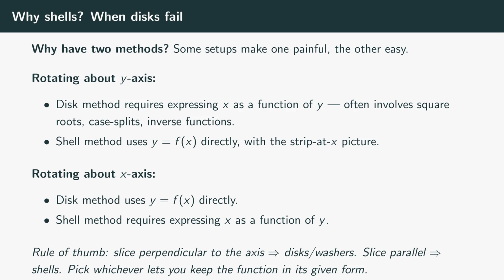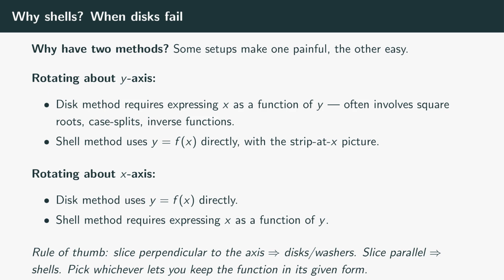The shell method dodges this. Rotating about the y-axis, shells let you keep the variable as x. Your strips are at x, of height f of x, and you integrate dx from a to b. The function f stays in its given form. Symmetrically, if you rotate about the x-axis, disks are natural, cross-sections perpendicular to the x-axis, and shells require inverting.